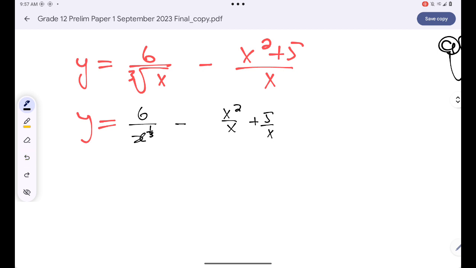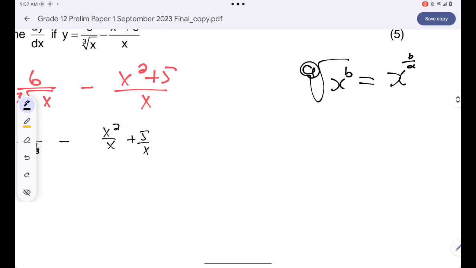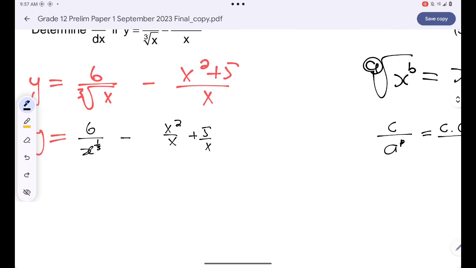Are we together, guys? Okay, and then obviously, guys, now I want to remove the x at the denominator. How can I do so? There is a rule from your exponents that simply says if ever you have c all over a to the power p, this can be written as c multiplied by a to the power of negative p. Are you together? So for you to remove a number from the denominator to the numerator, all you have to do is to just change its exponent.